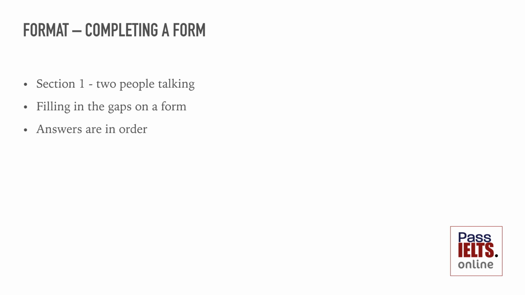The question type here is completing a form. In this example, it's a section 1, so 2 people talking, for example, making arrangements or a booking. You have to fill in the gaps on the form with words from the recording, and all the answers are in order. The answers are either words and/or numbers, and you should note the maximum words allowed. In this case, it's 3 words and/or a number. Before the recording starts, you have 30 seconds to prepare. We'll go through the steps here and then you'll have a chance to practice after.